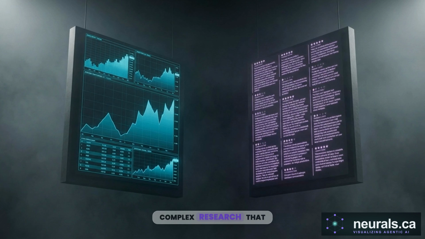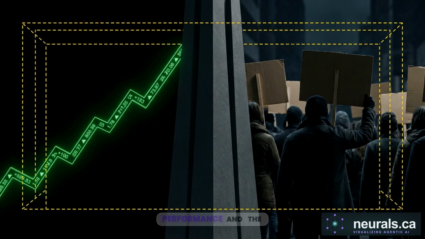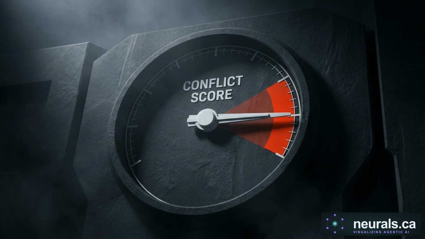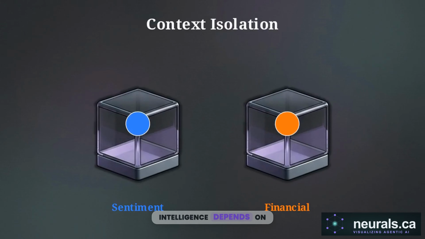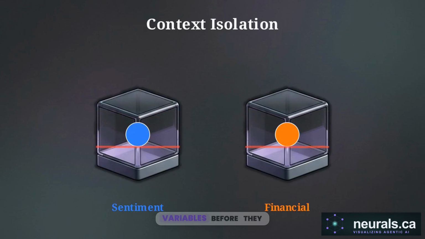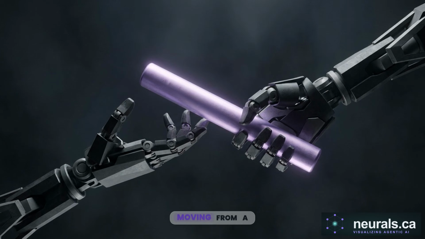In complex research, that contradiction isn't an error. The disagreement between the stock performance and the public perception is a critical signal that must be captured. The engineering challenge is to build a system that can surface and measure these contradictions, rather than silencing them. System intelligence depends on the ability to isolate and measure variables before they interact. Solving the consensus trap requires moving from a single generalist to a coordinated relay team.